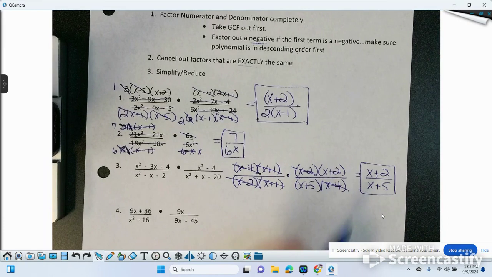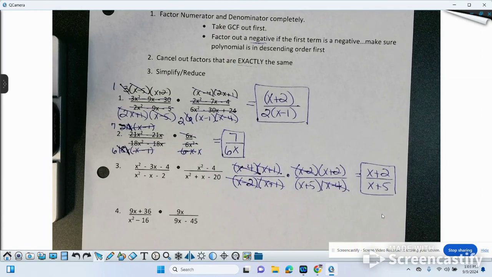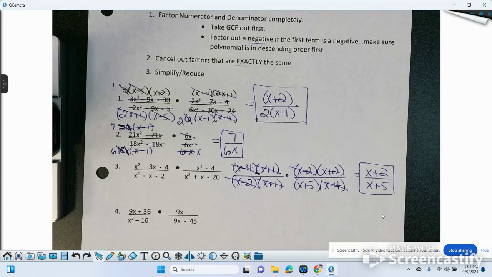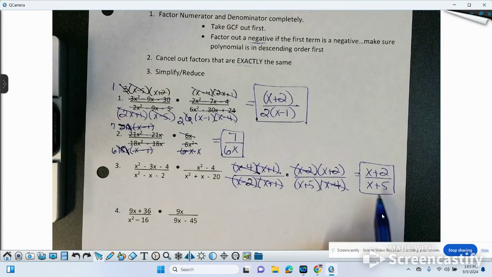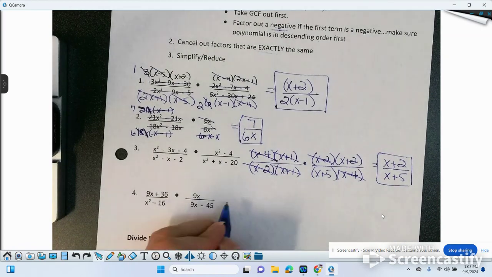Now I cannot cancel that x with that x because that doesn't say x times 2. It's not a factor. That is one whole thing. That is some number plus 2. So do not cancel those x's out. Okay, and then number 4 here, again, if we just jump to the factors.